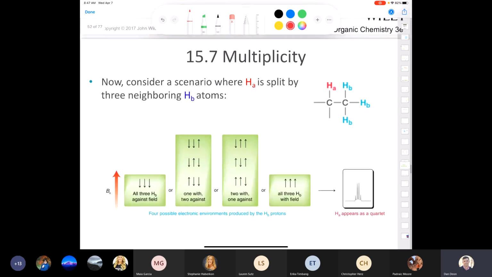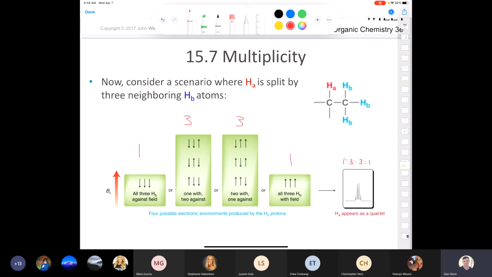Same thing would happen if we had a methyl group neighboring. Okay, same thing again. Look, we've got 1, 2, 3 protons. You can have 4 different situations. You can have all of them aligned with the magnetic field, which is going to cause deshielding. You can have all of them aligned against the magnetic field. You can have 2 against and 1 with, or you can have 2 with and 1 against. And you can see that the ratio of these possible scenarios is 1 to 3 to 3 to 1. Well, if you look at the quartet that's produced, you see the ratio of the peaks in the signal is 1 to 3 to 3 to 1, approximately. Okay, it's close enough. All right.